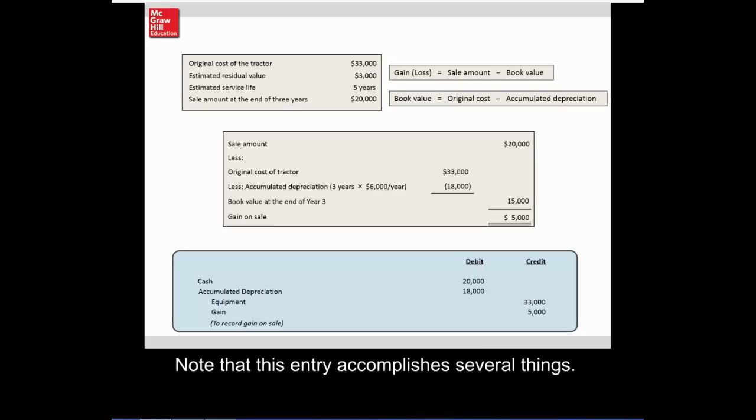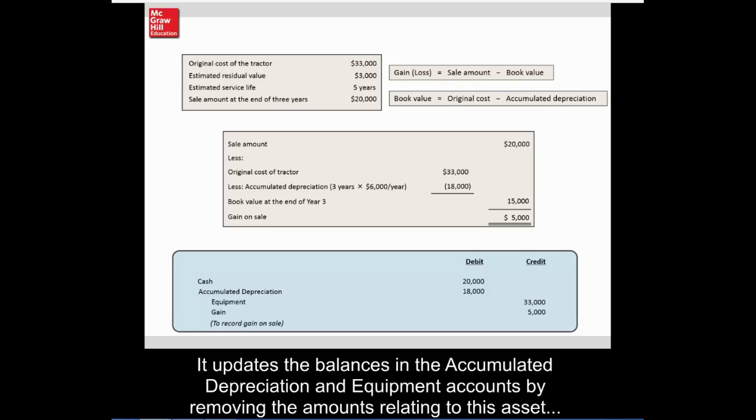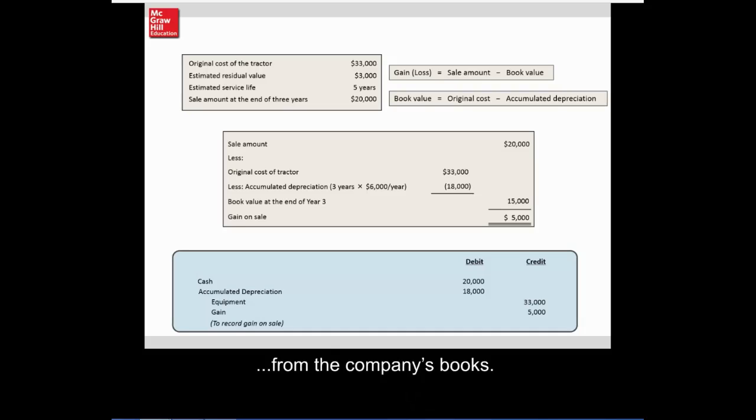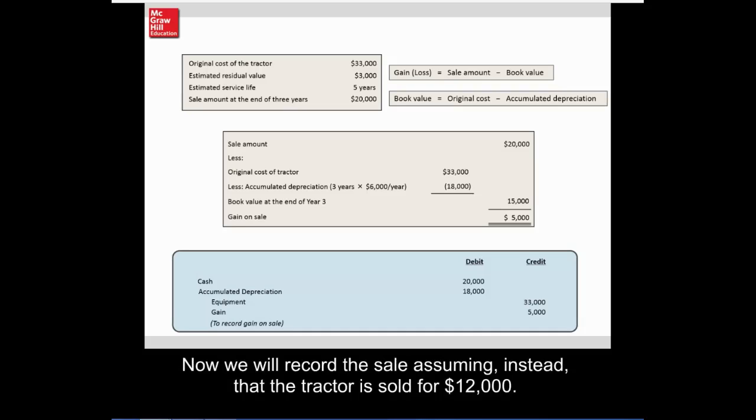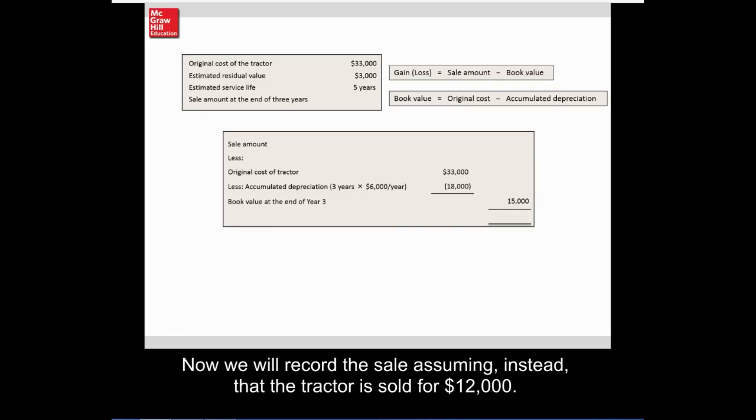Note that this entry accomplishes several things. It updates the balances in the accumulated depreciation and equipment accounts by removing the amounts relating to this asset from the company's books. It records a gain, which is recorded with a credit like other revenue accounts, and records the receipt of cash. Now we will record the sale, assuming instead that the tractor is sold for $12,000.